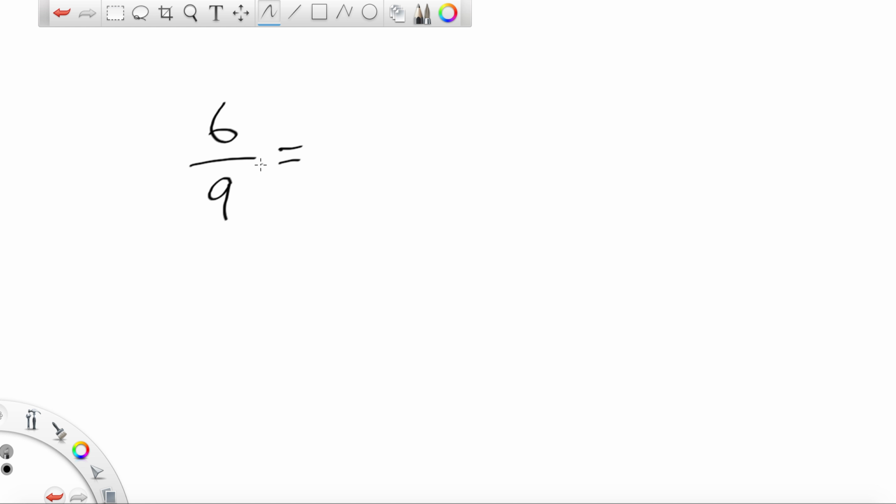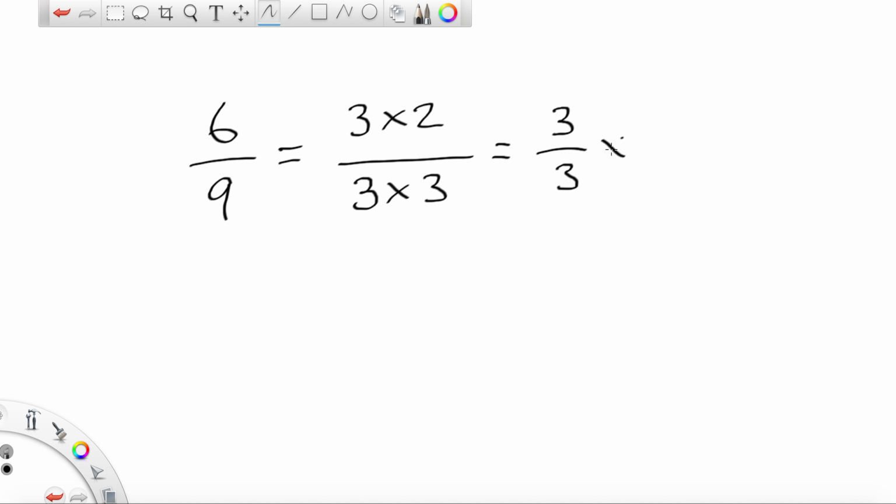We say that's the same because 3 is a factor of 6 and 3 is a factor of 9. So let's pull out the 3's in these two numbers. So we got 6 is 3 times 2 and 9 is 3 times 3. See that? Now that's the same as 3 over 3 times 2 over 3. Remember, because this is how we times. 3 times 2 is the top, 3 times 3 is the bottom. Now look what that is.